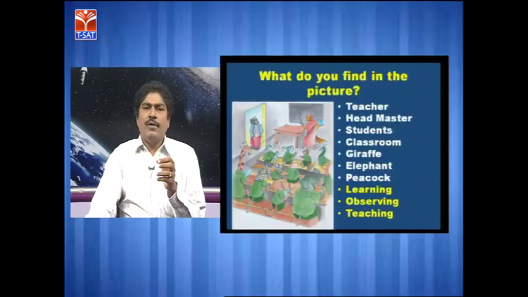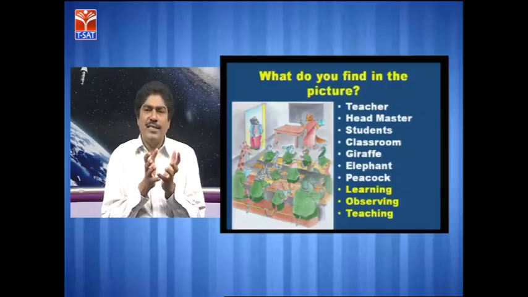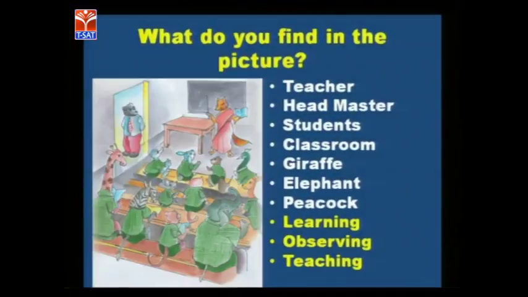And you observe, a student may say teacher, words, headmaster, student, classroom, giraffe. In this way they say some nouns, some words; write them on the blackboard. You may ask some questions also while you are showing the picture. What's the fox doing here? Otherwise, what's the teacher doing here? The teacher is teaching. What's the headmaster doing in this picture? The headmaster is observing. What are all the students doing here? All the students are learning.